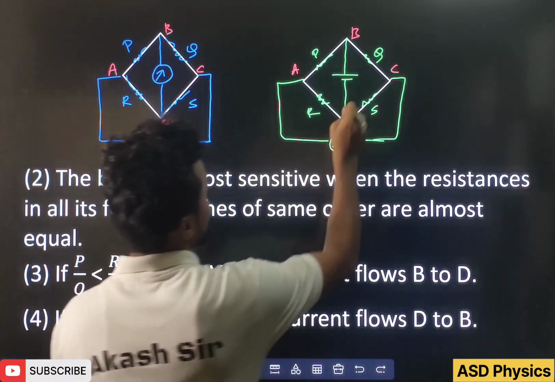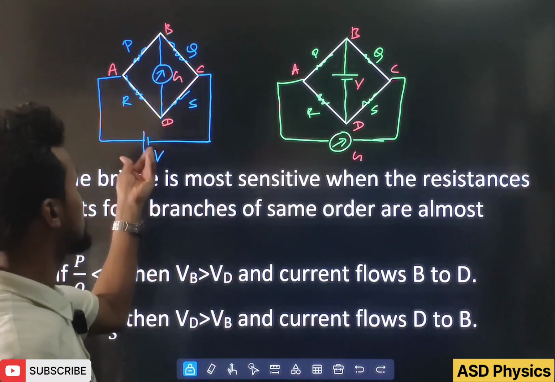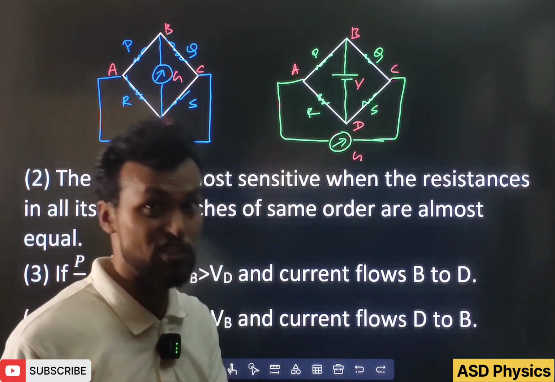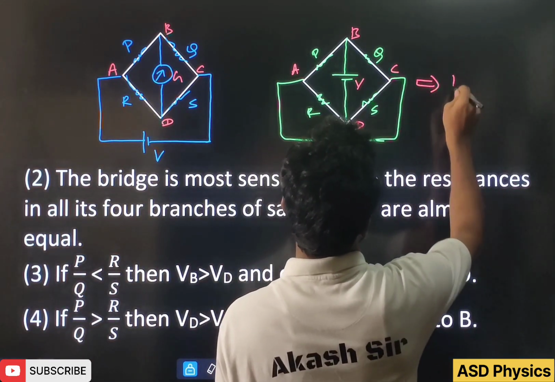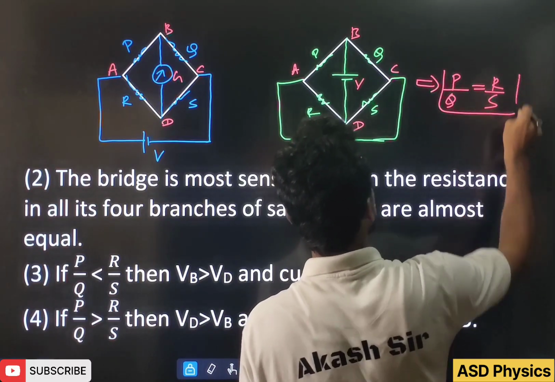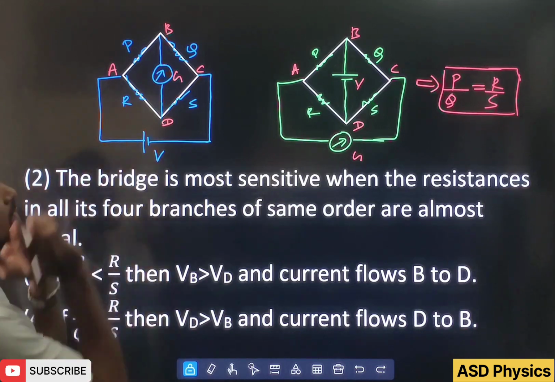So in this you can see very well, galvanometer and cell, the position is interchanged. So even in this situation, the balancing condition will be the same only. P by Q equal to R by S. In competitive exams, they used to ask from here. Okay, very, very clear. I hope so.